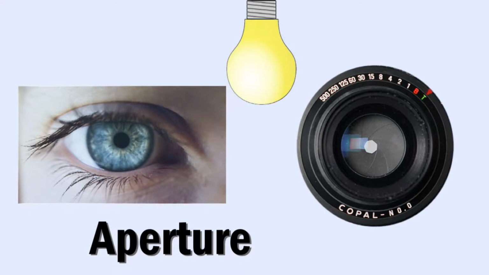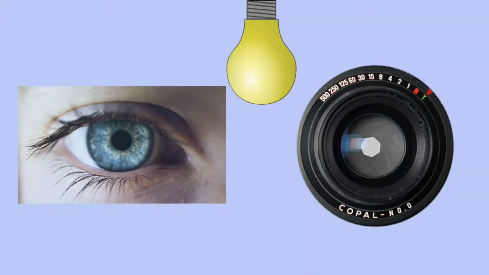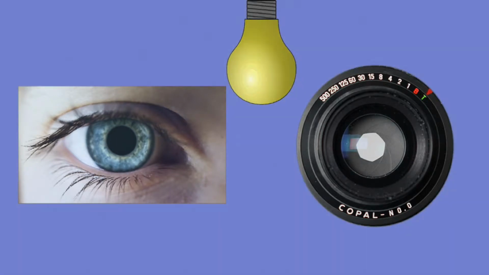Aperture. Like the pupil of an eye, a smaller aperture passes less light. A larger aperture passes more.